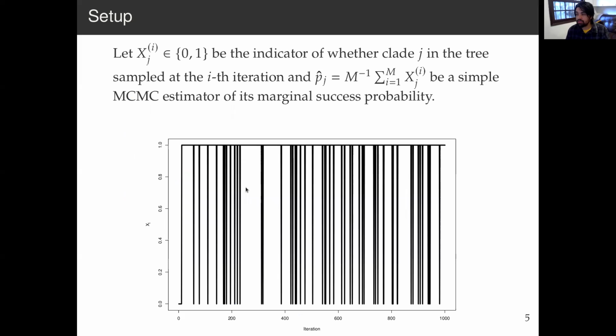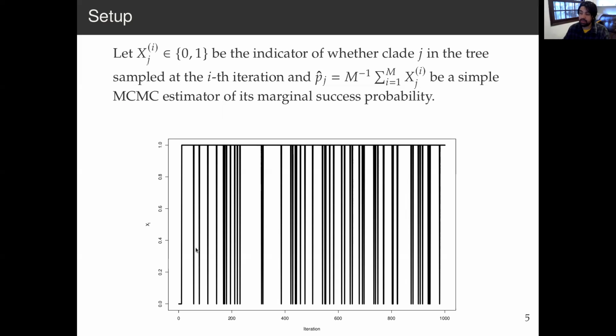Right. So what's the setup here? Well, the setup is I'm going to have an indicator for a particular clade, whether that clade is present in a tree that was drawn at the ith iteration, and each tree will have a fixed number of clades. And this will lead to a matrix that has big J columns and big M rows, where M is the number of draws. So each row is a draw, and I'm going to say whether that particular Jth clade is there or not, right? So this is the general setup.